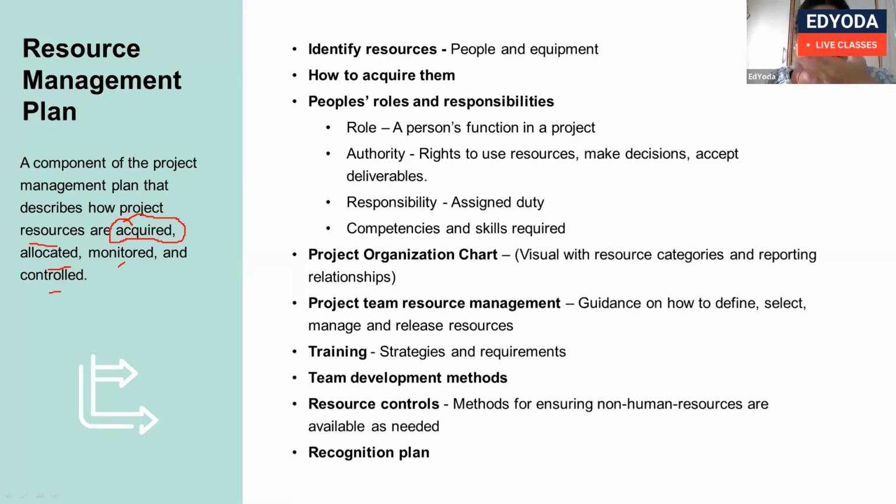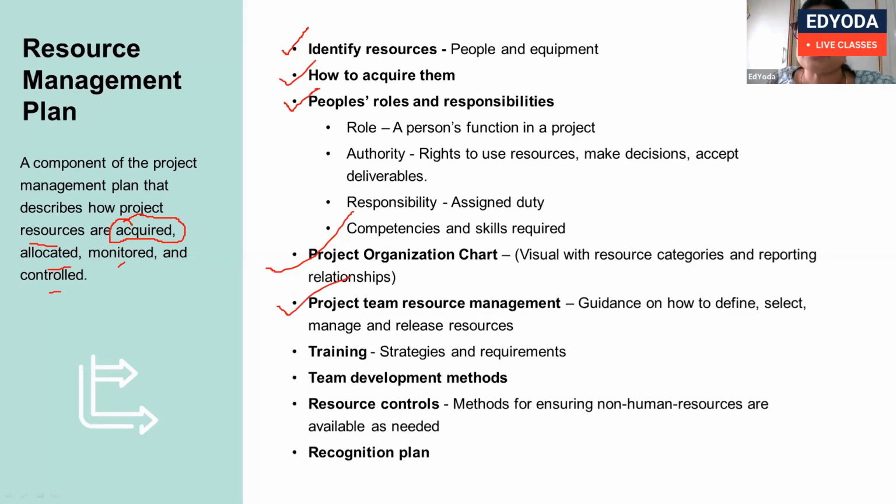So what are the things in resource management plan? You have to identify resources. You have to acquire them. Then, if it is people related, you have to assign the roles and responsibilities. Then which resource is what? Reporting to what? Even if it is a physical resource, who is responsible for that? For that, organization chart is important.